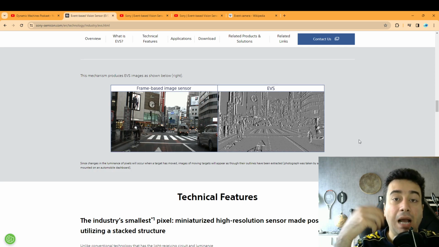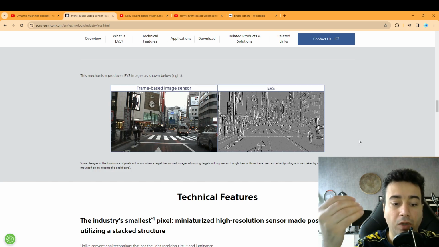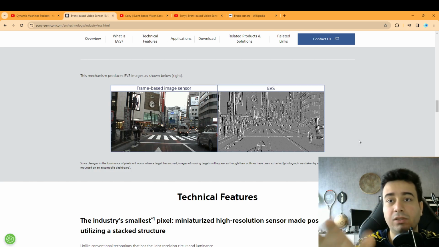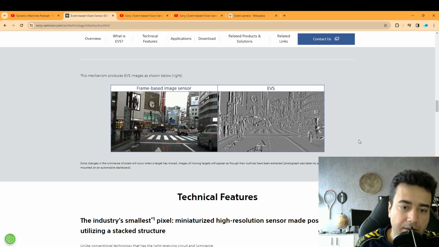Otherwise, as I said, for frame-based image sensors to get such a thing, you need a lot of high computational power to apply methods like Laplacian, for example, to detect the edges. But for EVS, it's already there without any post-processing.